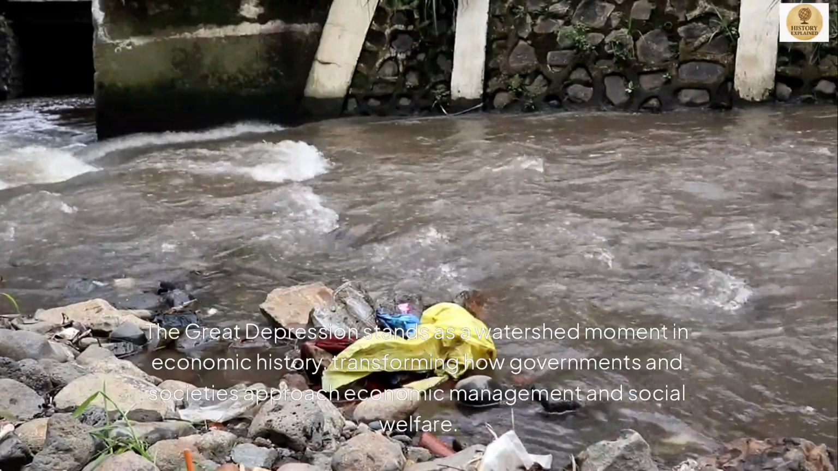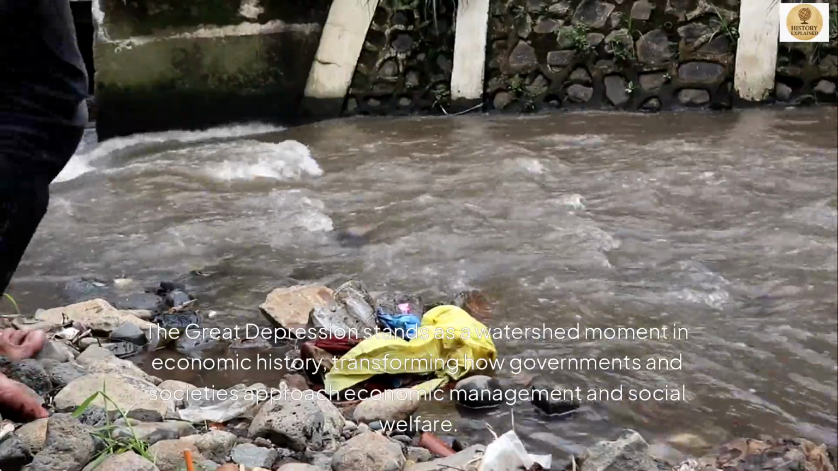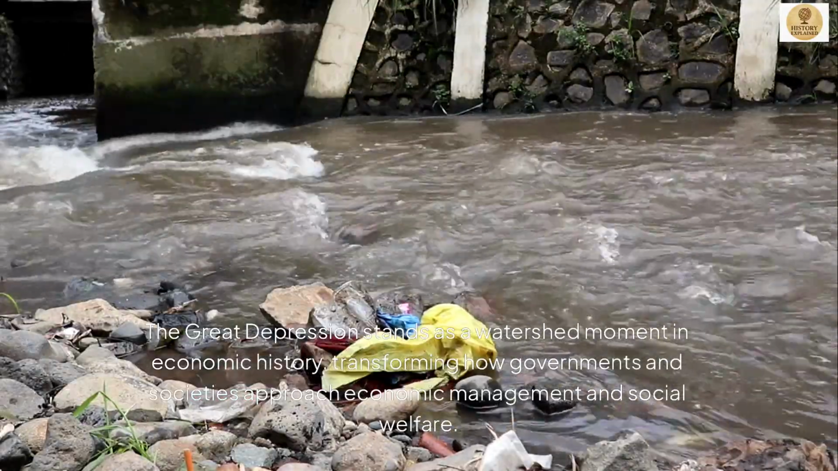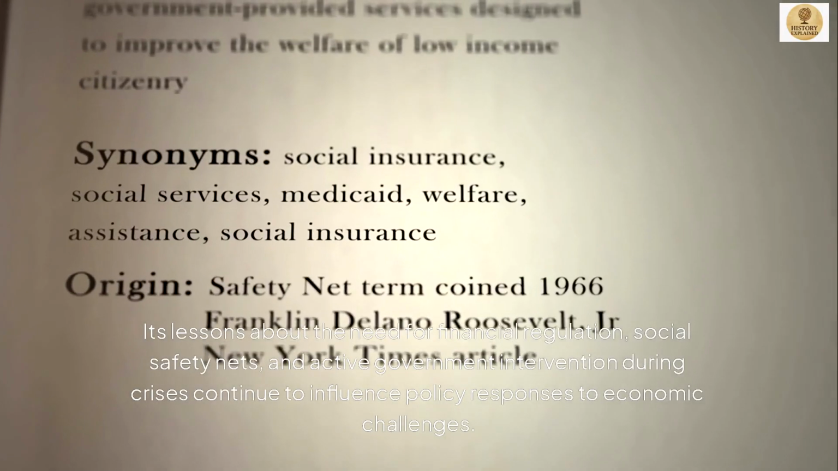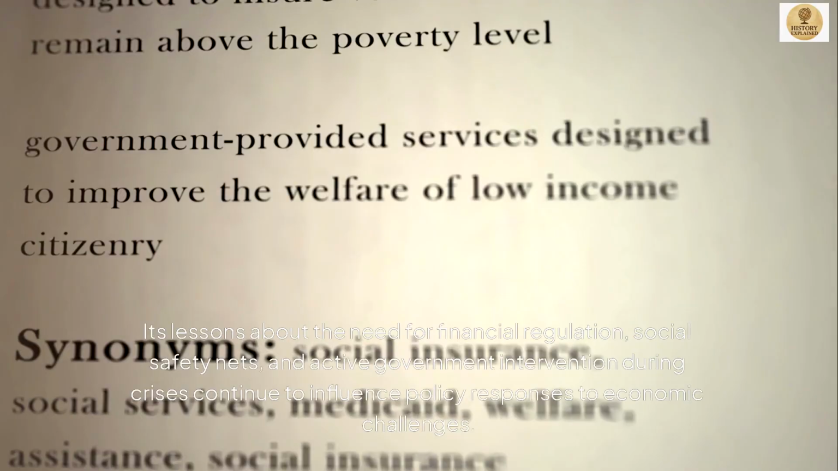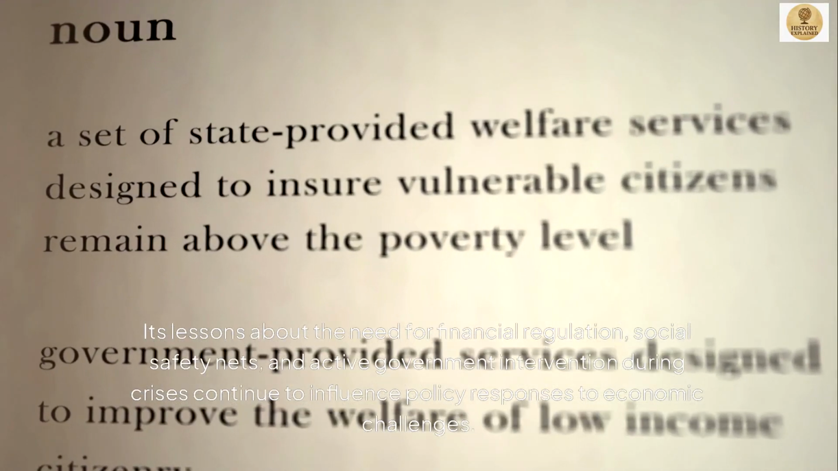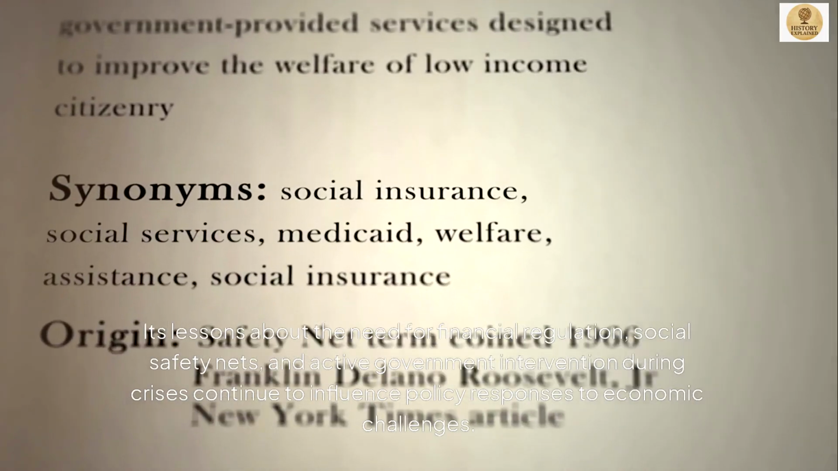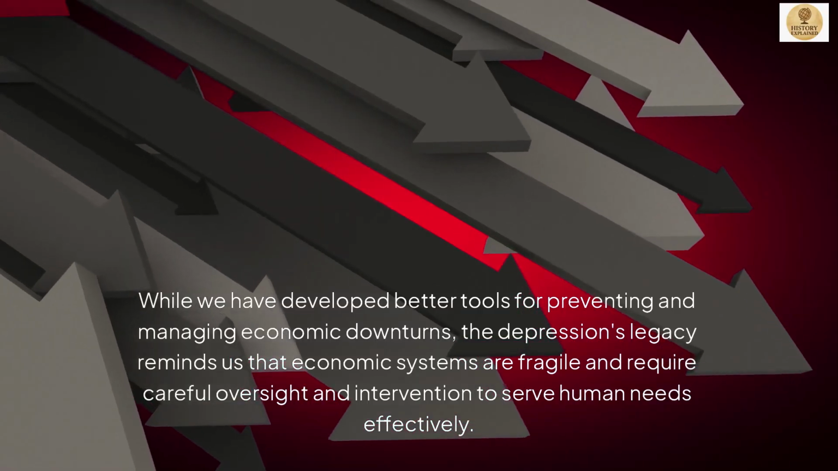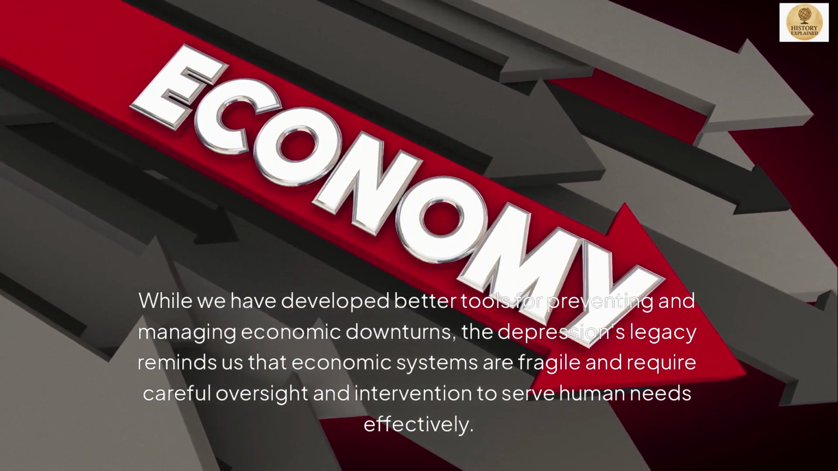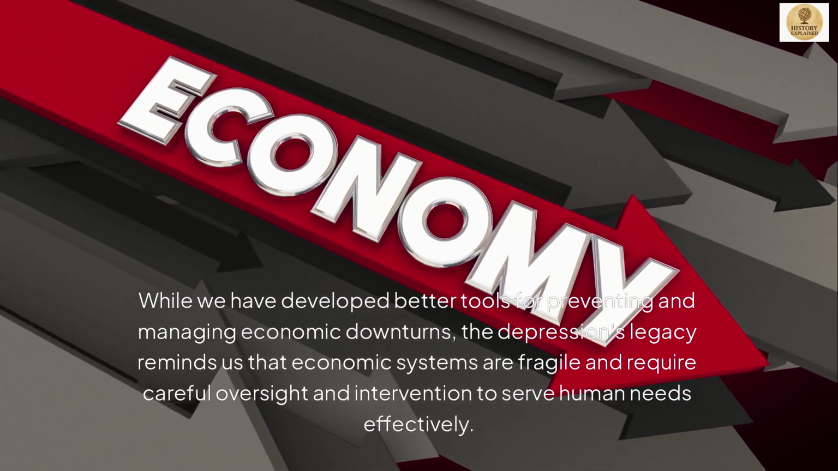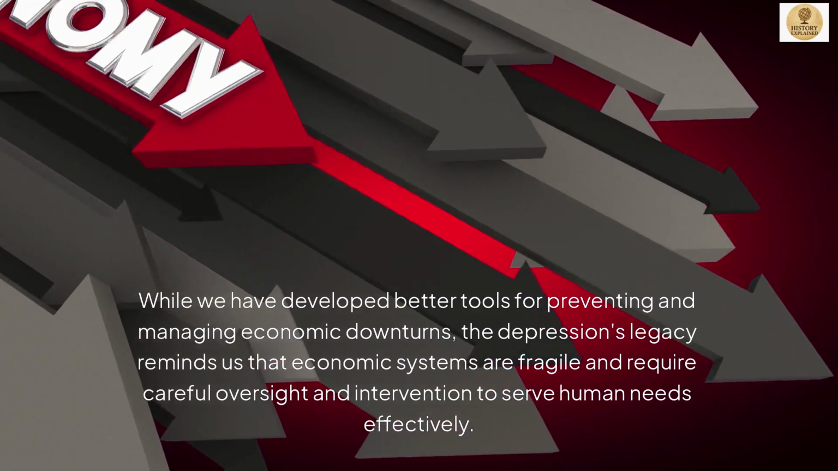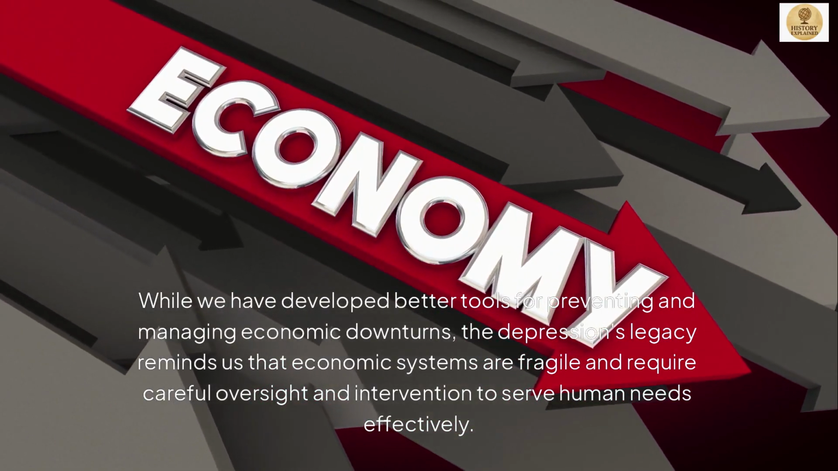The Great Depression stands as a watershed moment in economic history, transforming how governments and societies approach economic management and social welfare. Its lessons about the need for financial regulation, social safety nets, and active government intervention during crises continue to influence policy responses to economic challenges. While we have developed better tools for preventing and managing economic downturns, the Depression's legacy reminds us that economic systems are fragile and require careful oversight and intervention to serve human needs effectively.